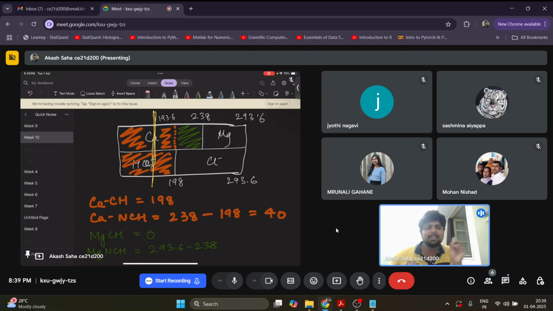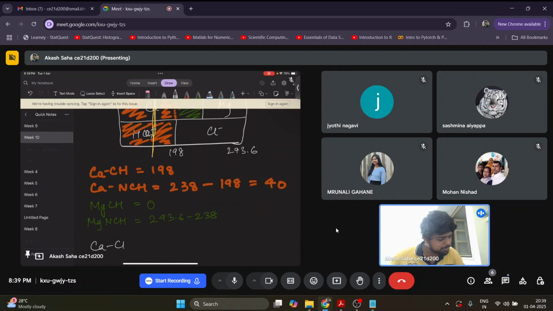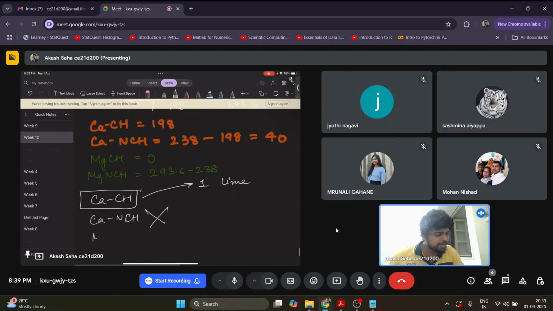Okay, so till this point, what do we have? Till this point we have only calcium carbonate hardness, so that's why we need 1 mole of lime. But do we have any calcium non-carbonate hardness till 193.6? No, right? So that's why we don't need any soda ash. Similarly, do we have any magnesium non-carbonate hardness till 193.6? We don't have. So the soda ash requirement will be 0.